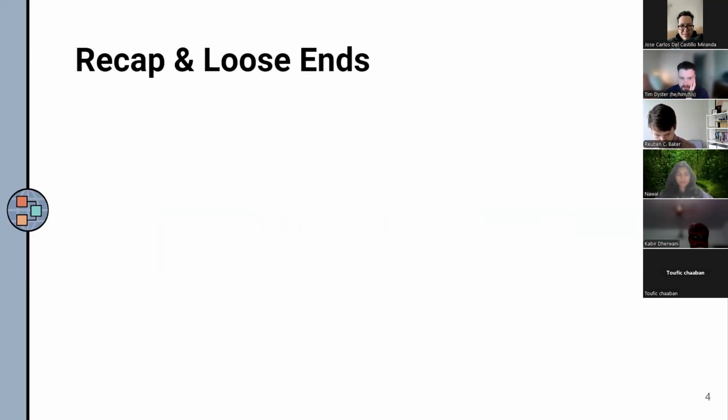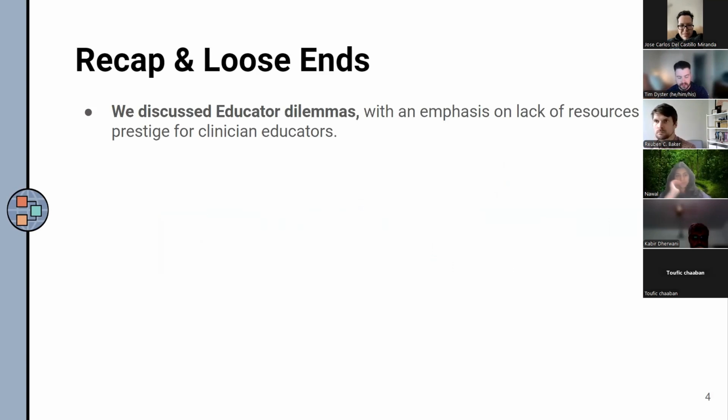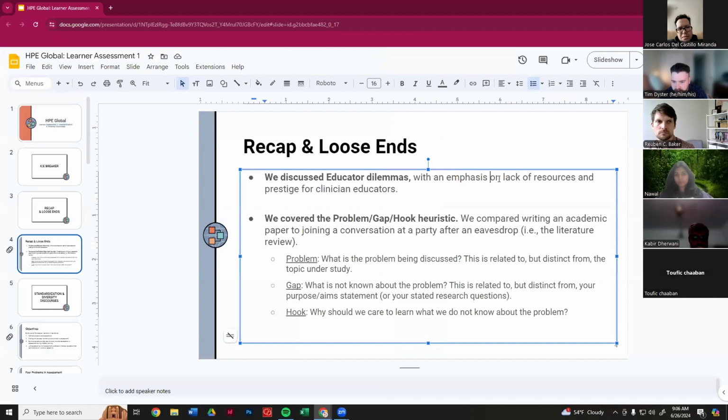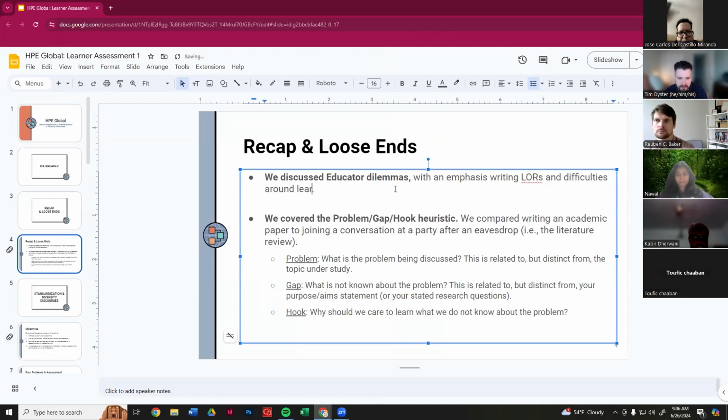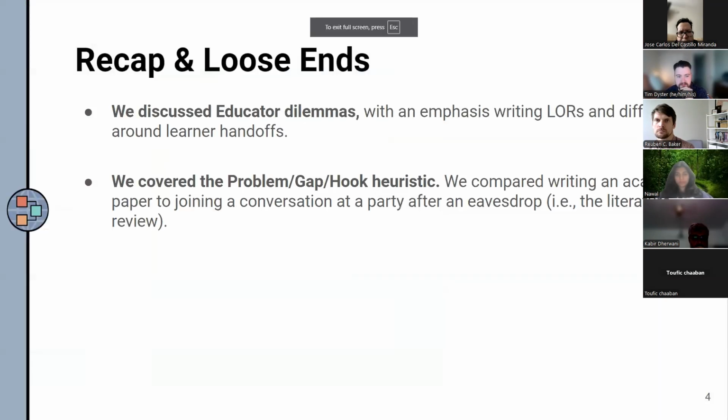For those of you who are here, you might remember the initial part of our session focused on educator dilemmas. Our group was really grappling with writing letters of recommendation and with difficulties around learner handoffs. And then subsequently we covered the problem gap hook heuristic.